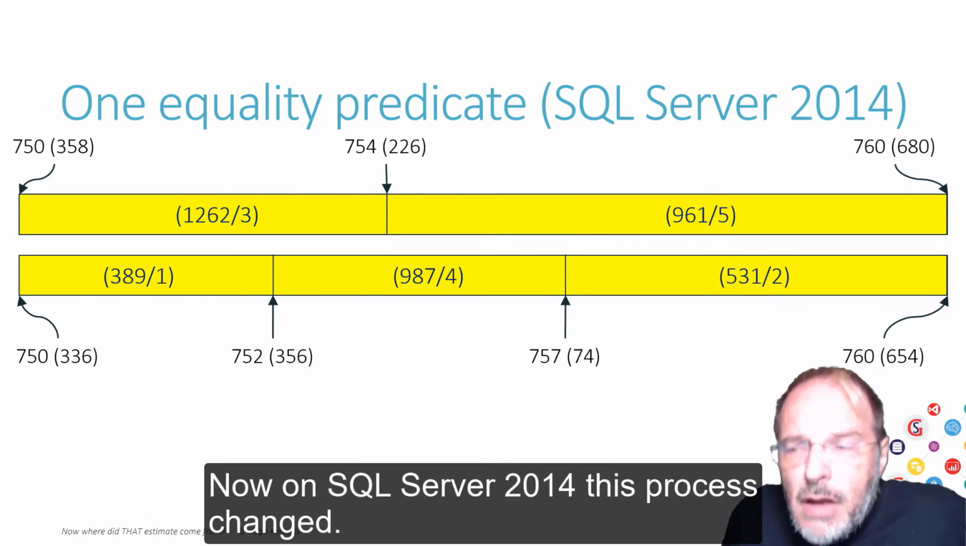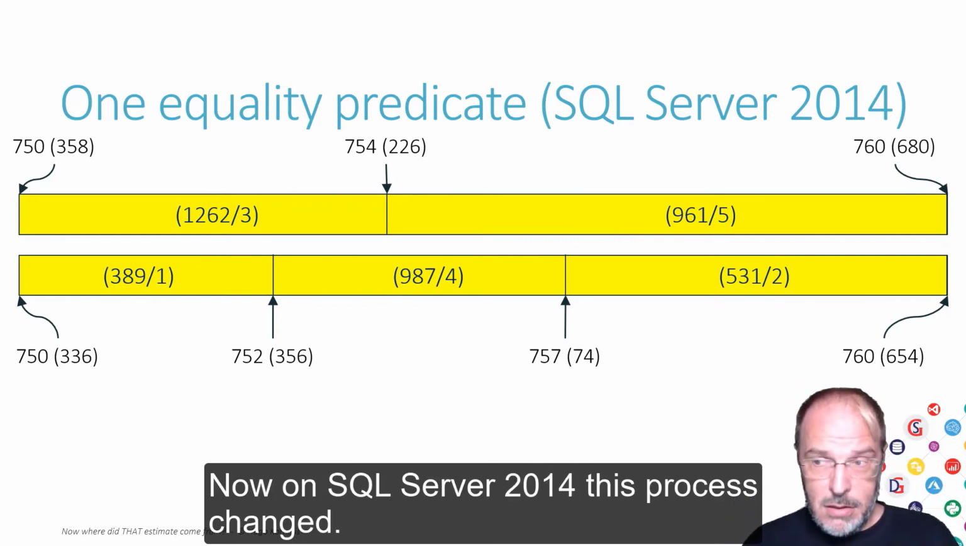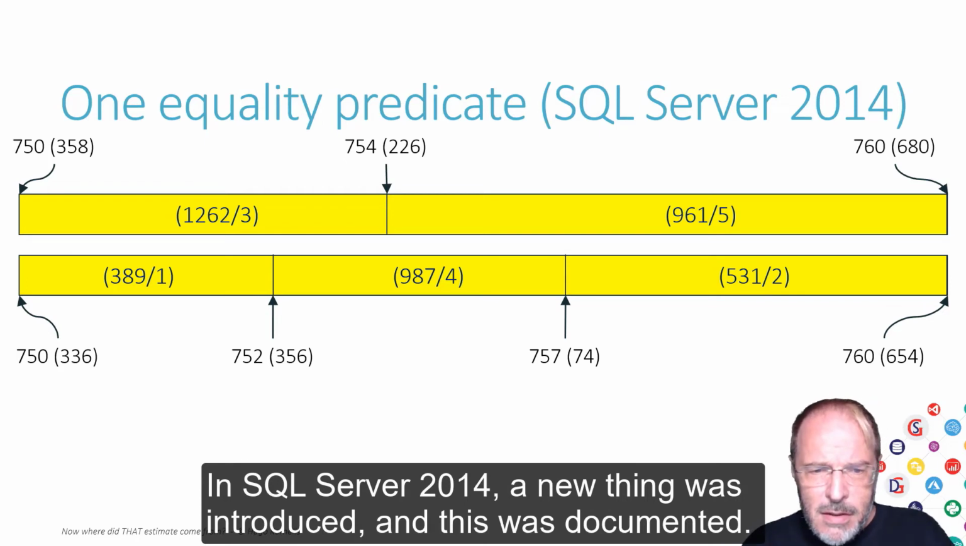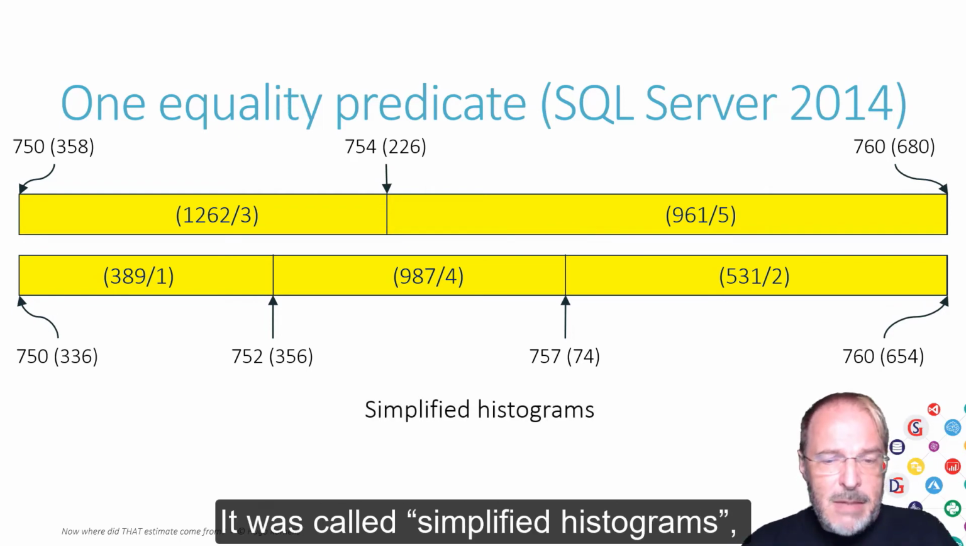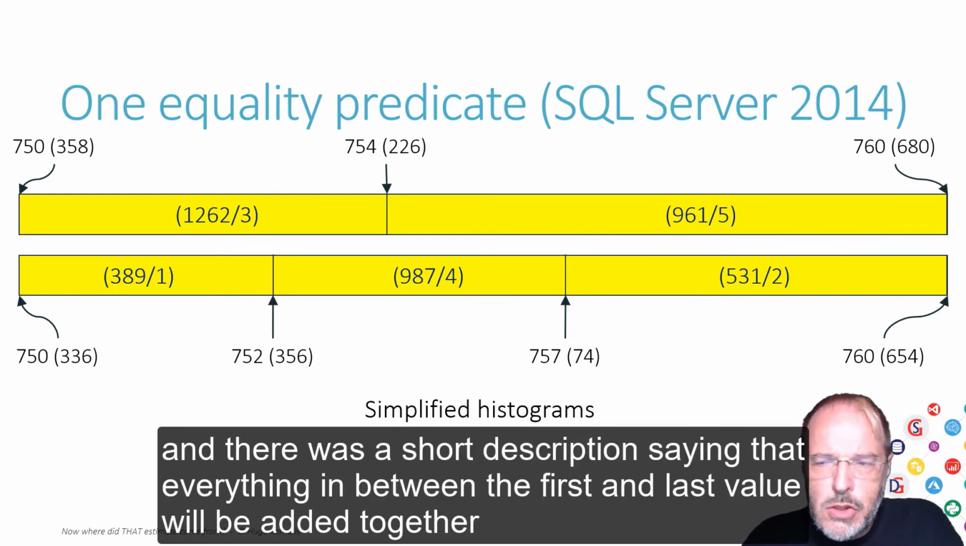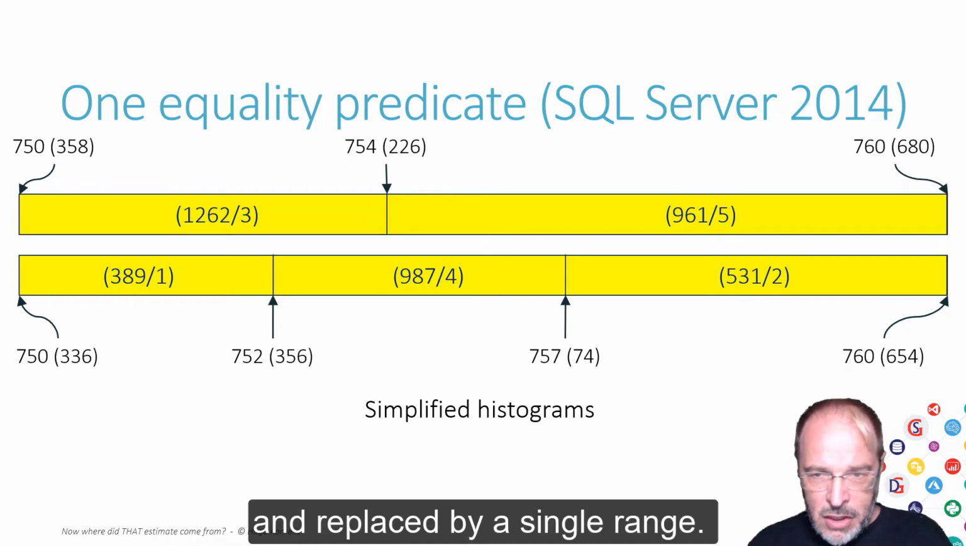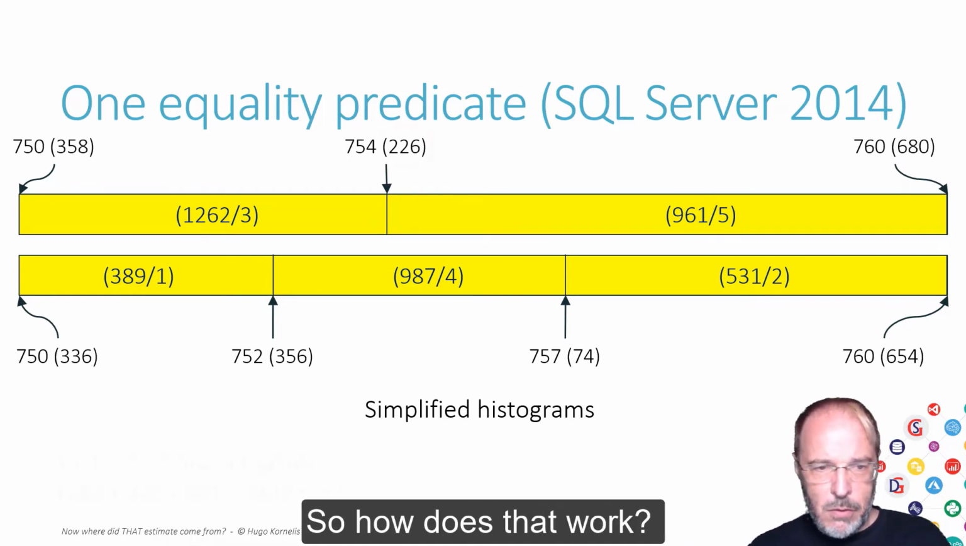Now on SQL Server 2014, this process changed. On SQL Server 2014, a new thing was introduced, and this was documented. It was called simplified histograms, and there was a short description saying that everything in between the first and last value will be added together and replaced by a single range. So how does that work?